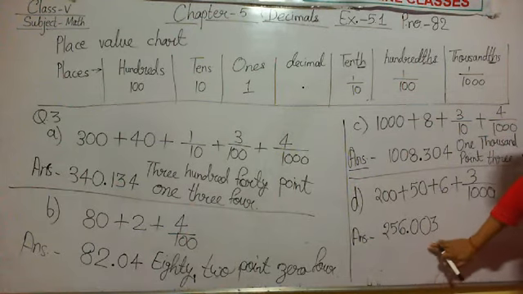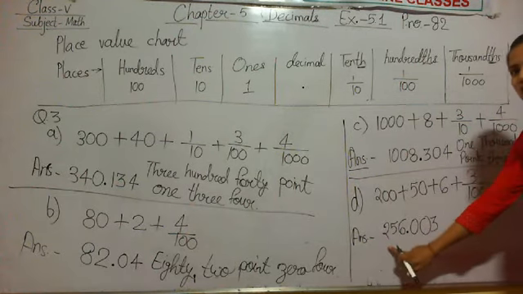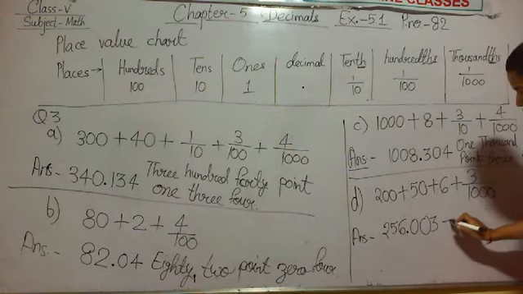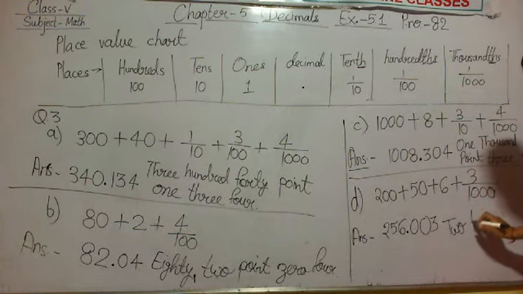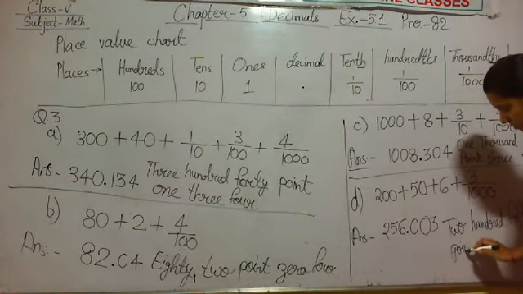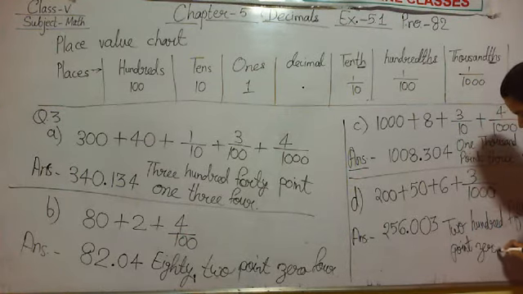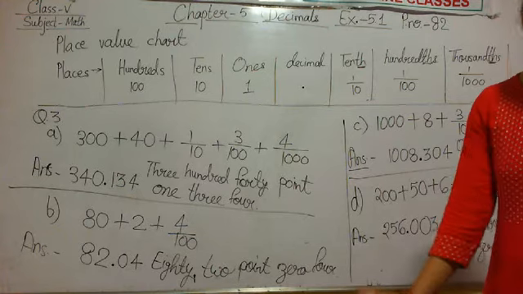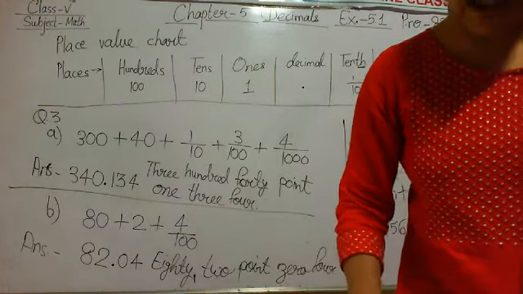Now write the number name for this. So read it, 256.003. So in words we can write 256.003. So this is how we write short form and their number names. Now let us write for E.